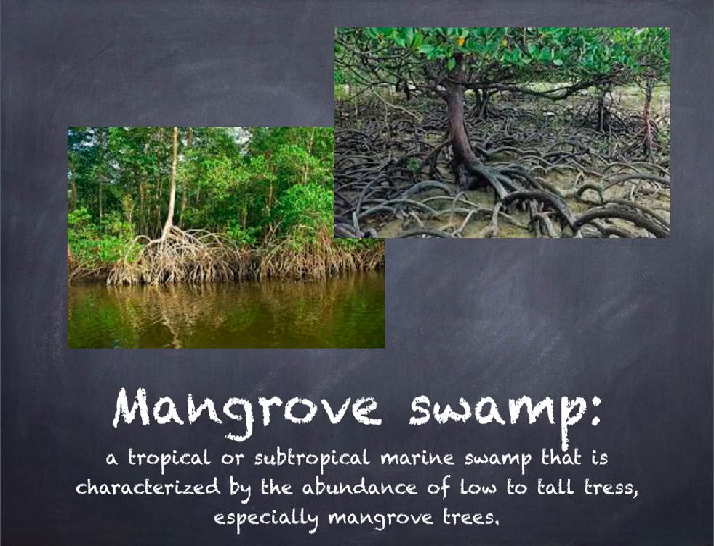And a mangrove swamp is a tropical or subtropical marine swamp that is characterized by the abundance of low to tall trees, especially mangrove trees. You can see these mangrove trees here. You can see their elaborate root systems going through this swampy land.